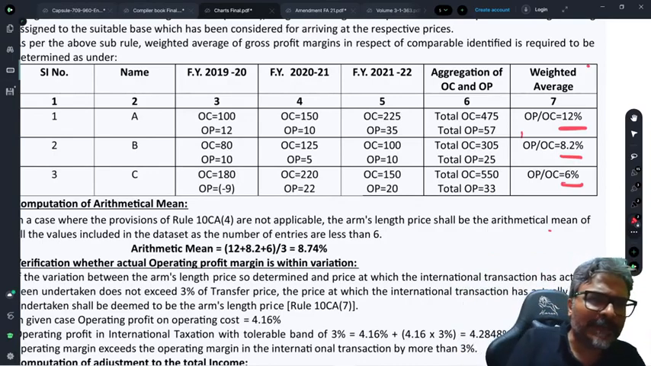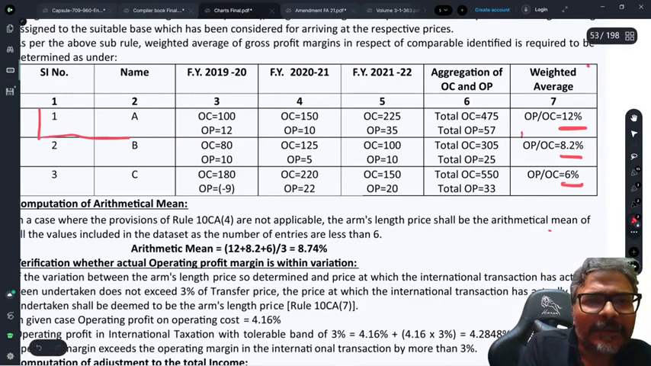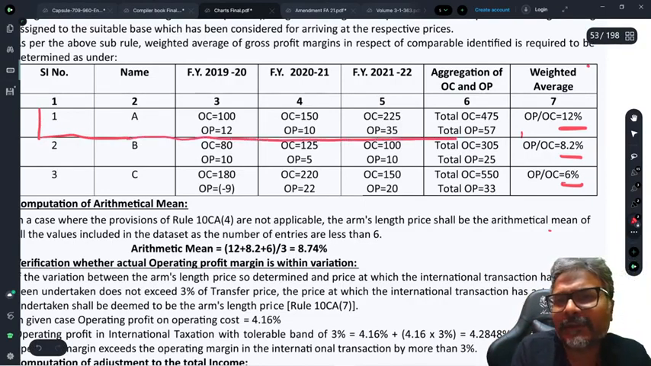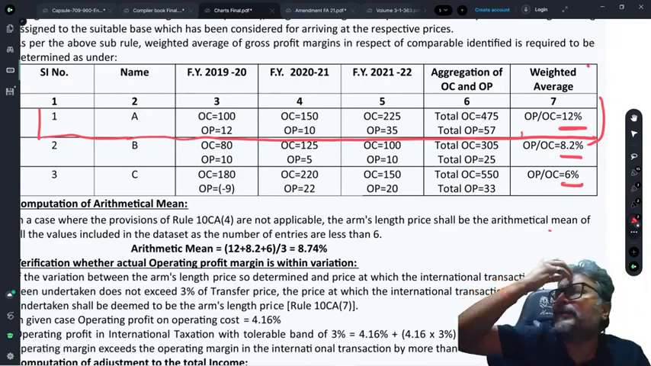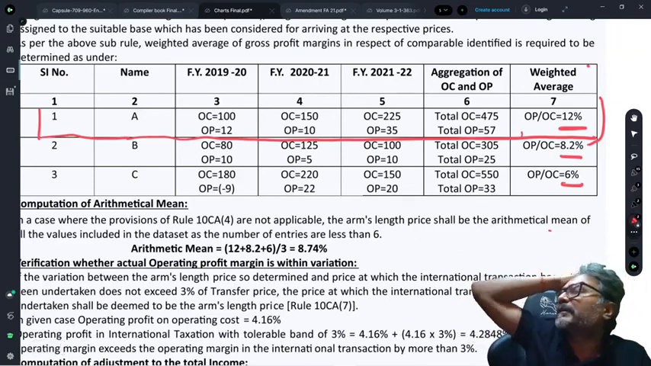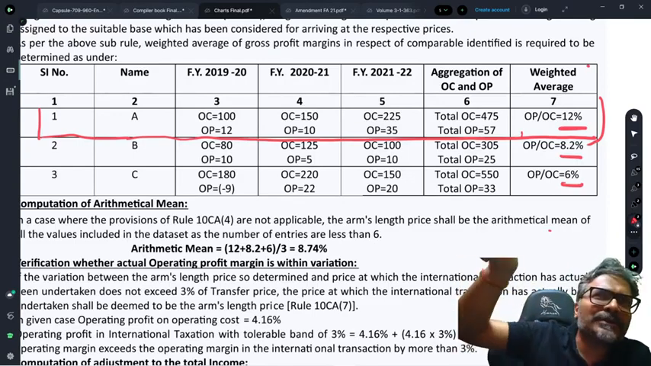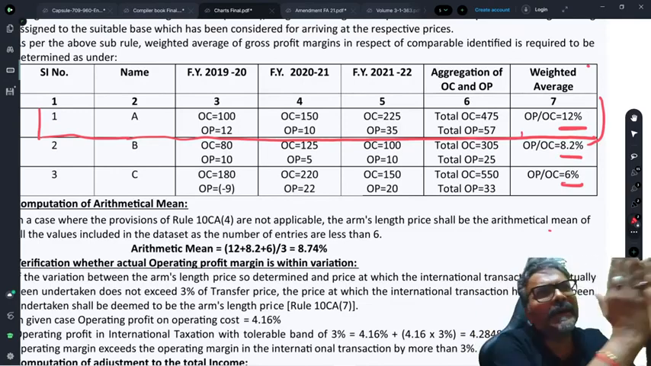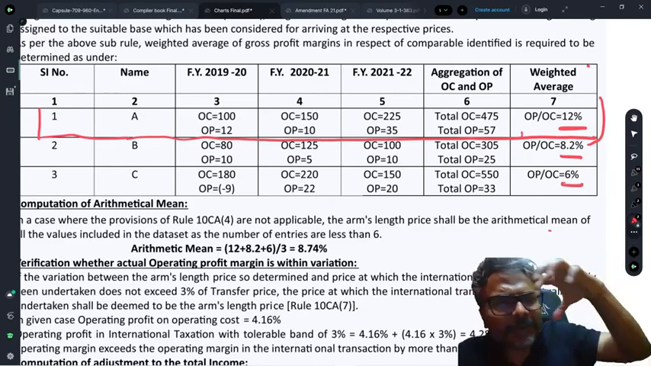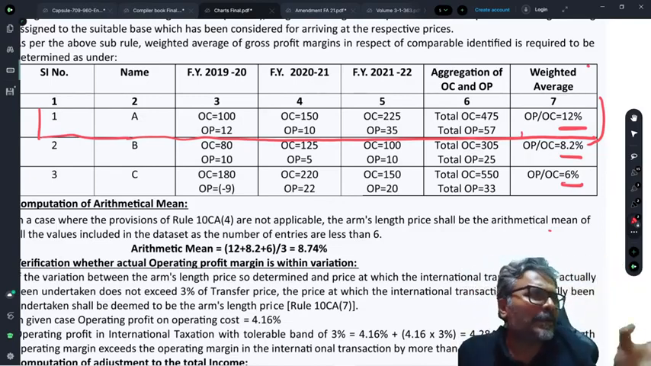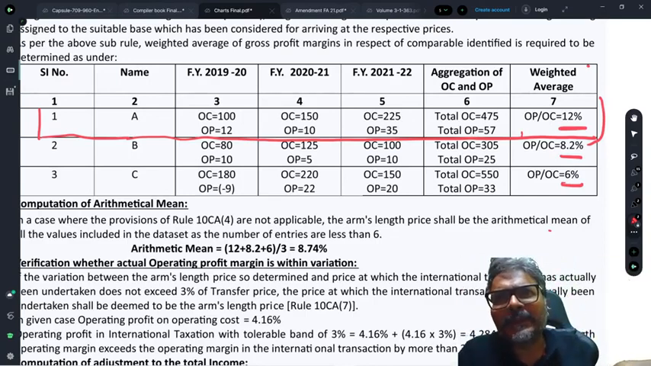Now please pay attention in the examination. In the examination, students, if they give you only one comparable, my job is over. If they give you only one comparable, what will you do? That is it. 12% is my margin, and on that basis I'll put the number in the relevant step of that particular method and develop my ALP. That is what I do.